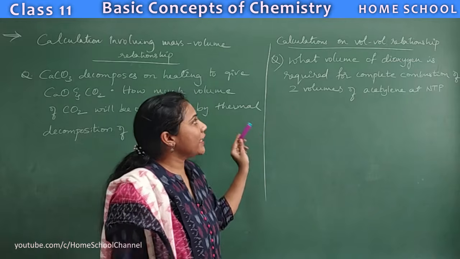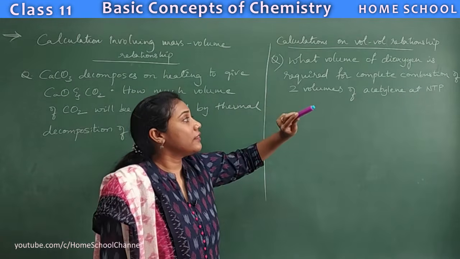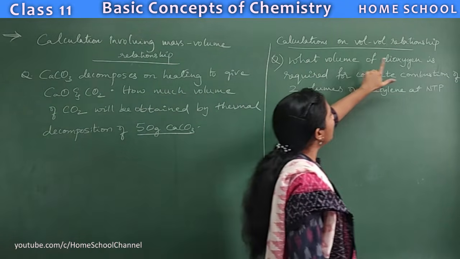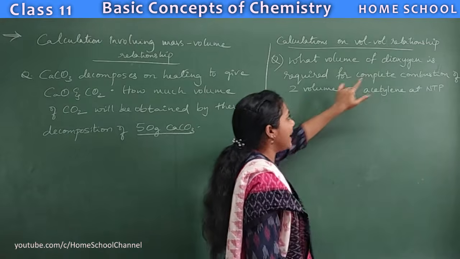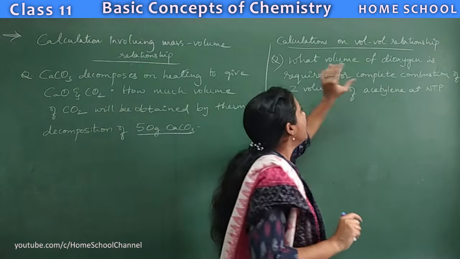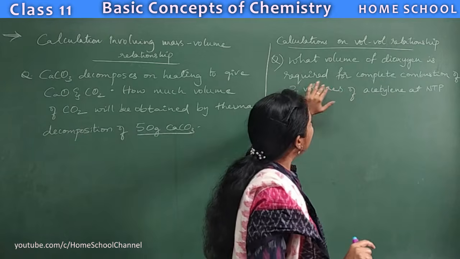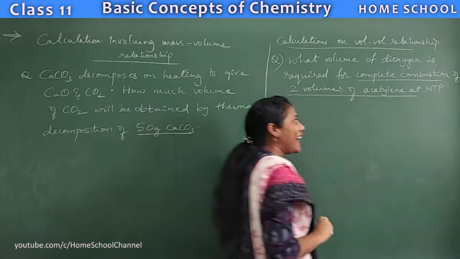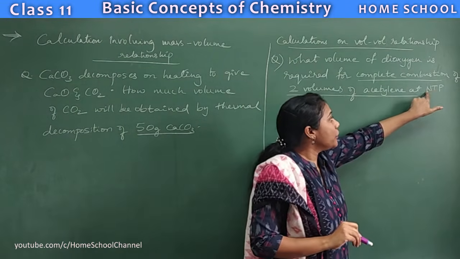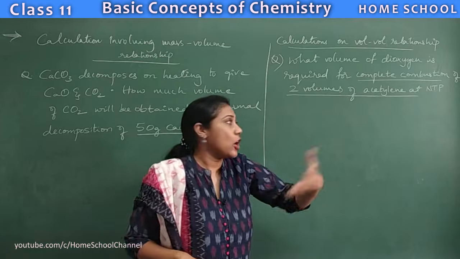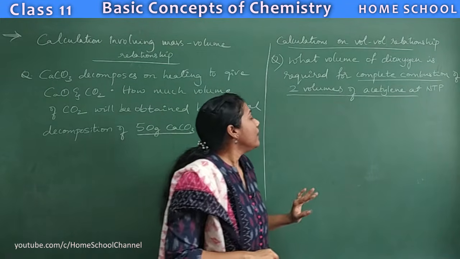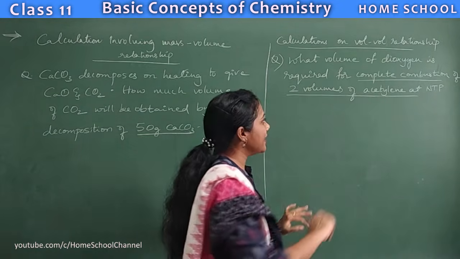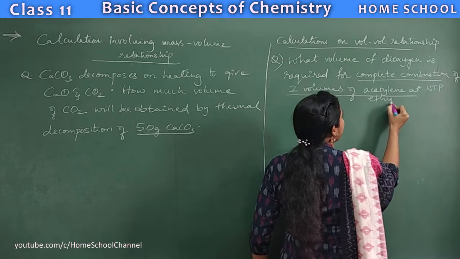Now let us read the question and first try to write the balanced chemical equation. What volume of dioxygen is required? Dioxygen means O2 gas. What volume of it is required for complete combustion of 2 volumes of acetylene at NTP? NTP is normal temperature and pressure. So they asked the combustion of acetylene. Acetylene means ethine.